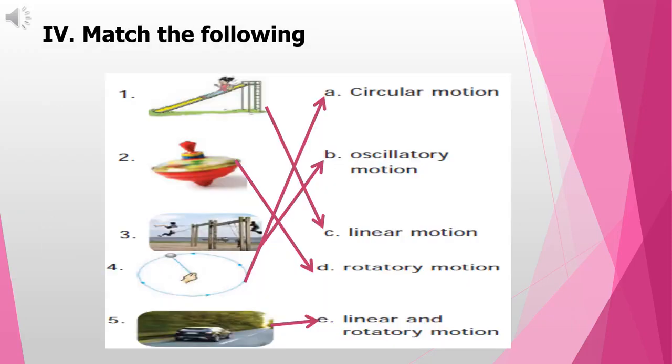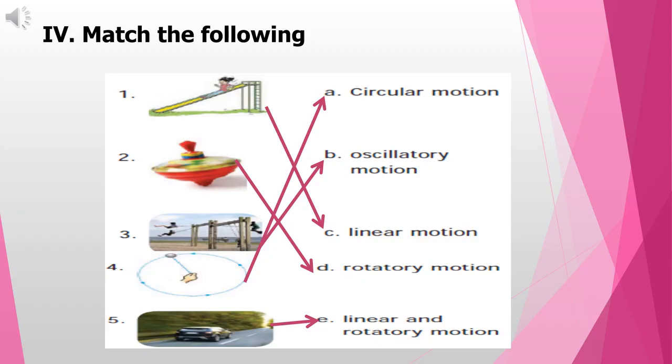Fourth Roman letter, match the following. 1. The child playing on a slide. The child moves in a straight line. The motion is linear motion. Child playing on a slide. Option C, linear motion. Second, spinning top. The top rotates about its own axis. The motion is rotational. Spinning top. D, rotatory motion.